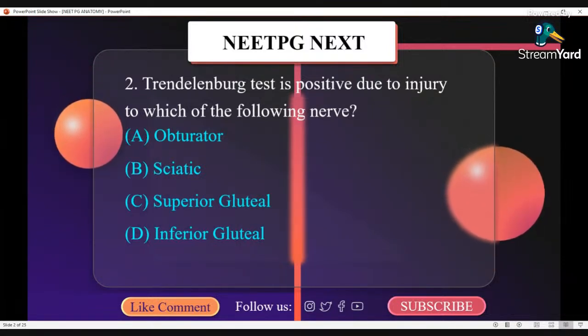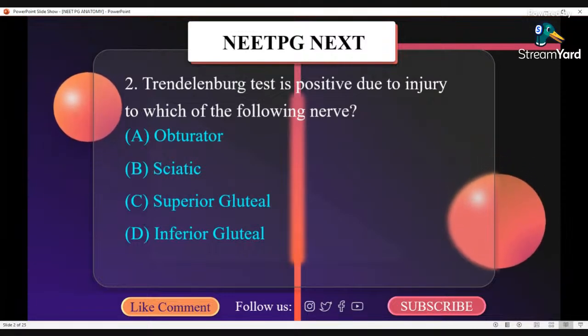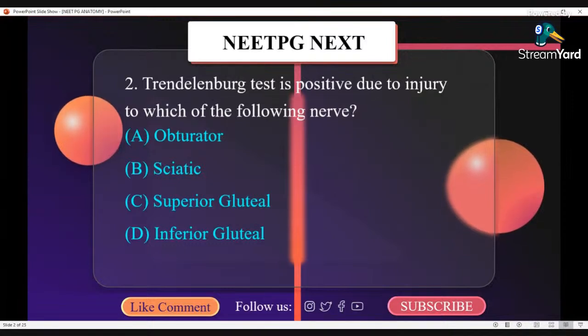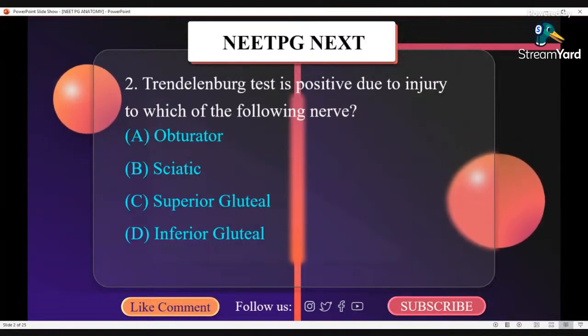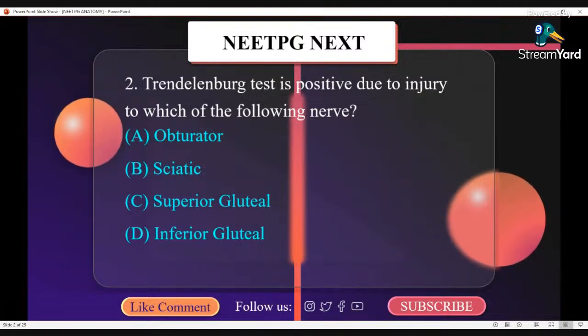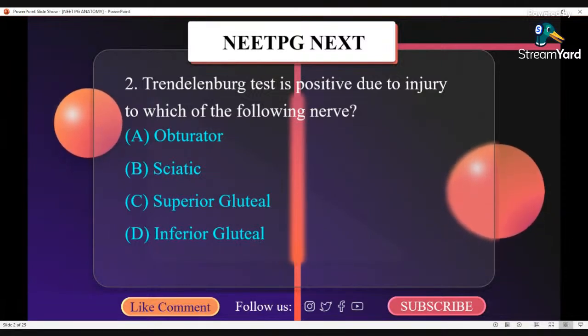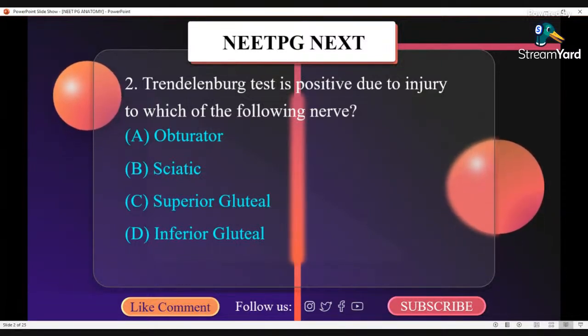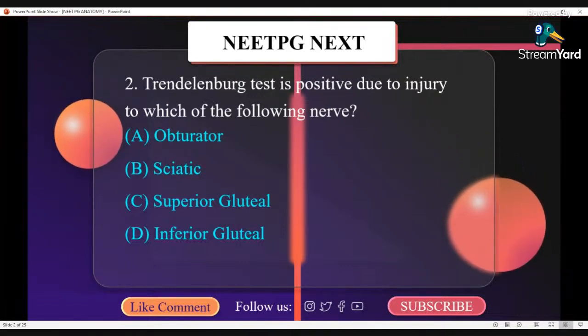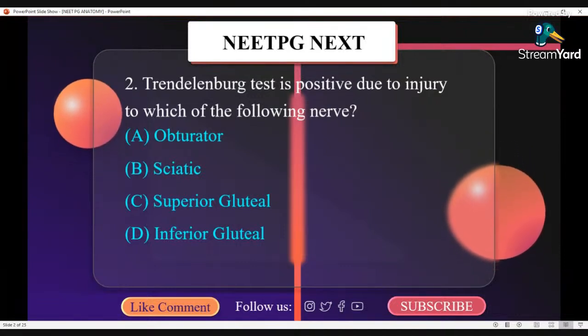Trendelenburg test. Normally, when a person is made to stand on one leg, the hip abductors of the ipsilateral side raise the opposite, unsupported side of the pelvis. If the abductor mechanism is defective, the unsupported side of the pelvis drops, and this is known as a positive Trendelenburg test.